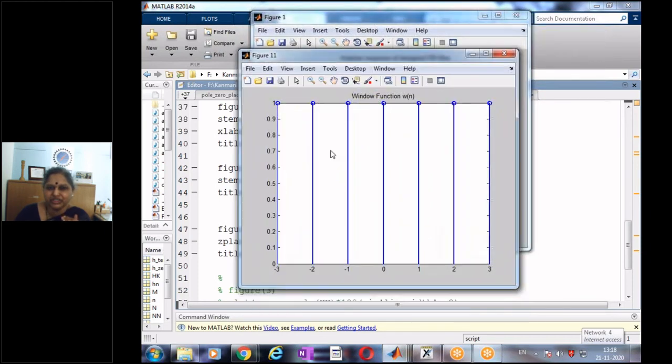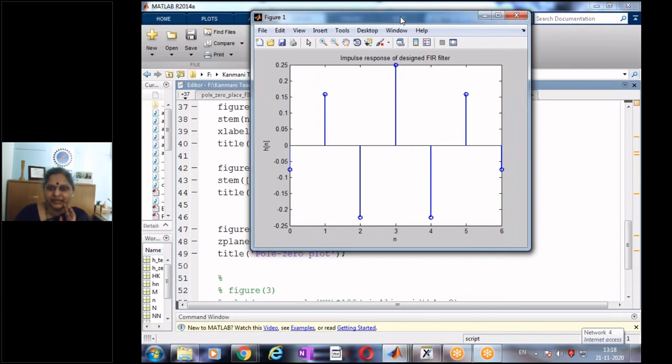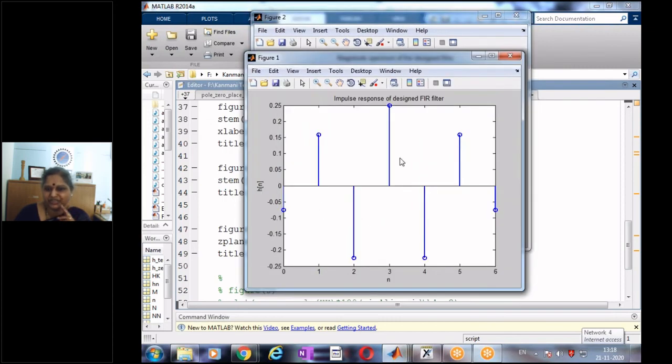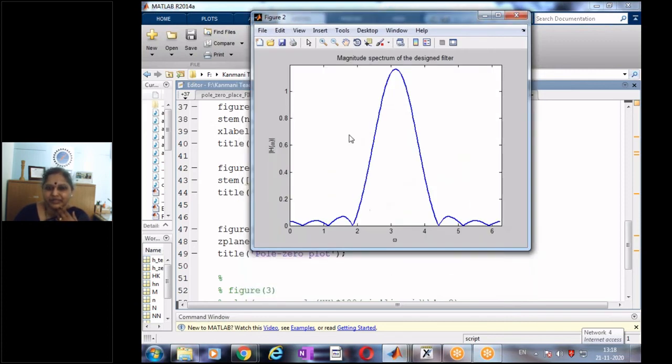And what's my window function? I'm using a rectangular window function initially to start off. So this is my window function, and this is my impulse response of the high pass filter. Let us see. We have alternate terms being positive and negative, the same coefficients, but alternate terms becoming negative converts a low pass filter to a high pass filter. We have seen that. And this is the frequency response of the design filter.